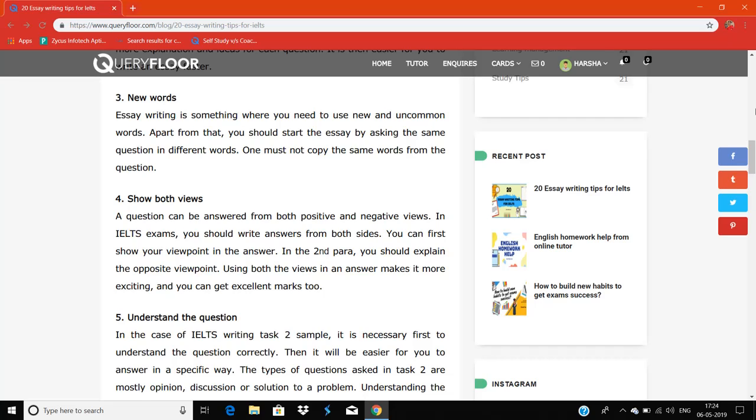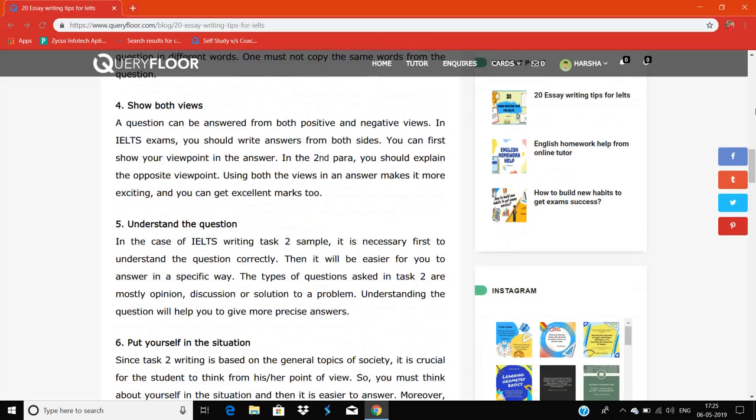New words. Essay writing is something where you need to use new and uncommon words. Though do not use words that are very complicated, but try to make your essay readable and very interesting so that somebody is interested in reading it. You should start the essay by asking the same question in different words. You can pose different questions. One must not copy the same words from the question itself.